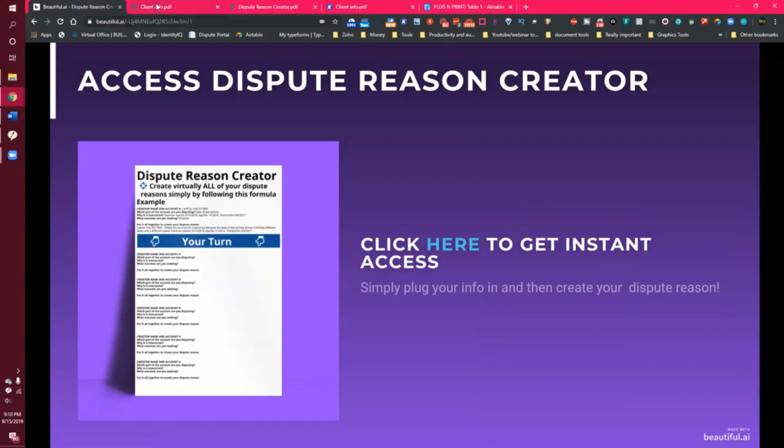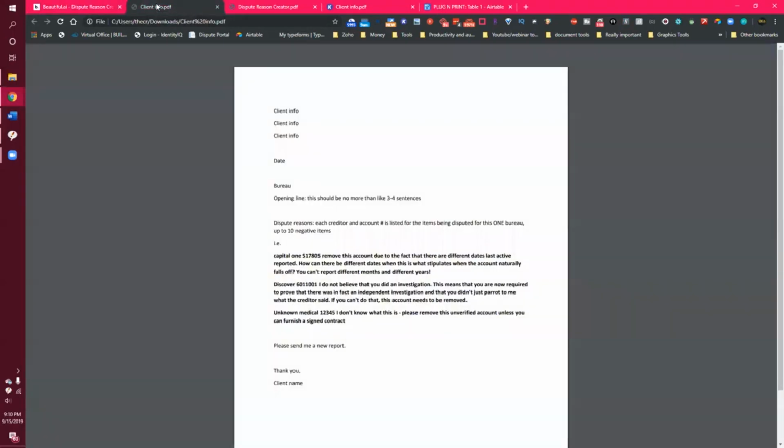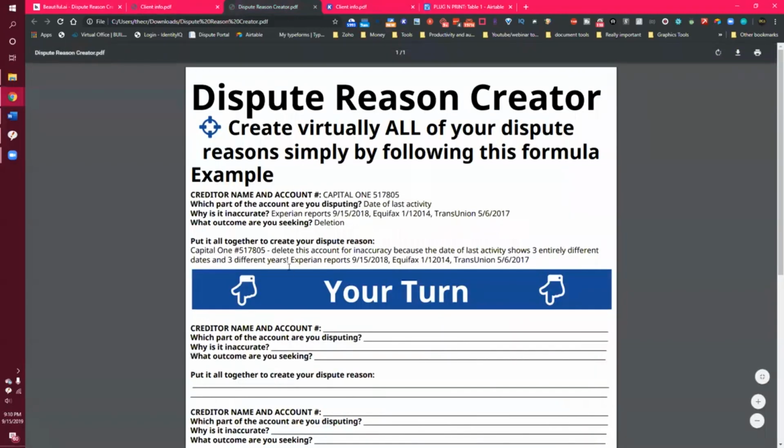So let me show you what that looks like. Let's go find it. It's right here. So this is the dispute reason creator. So you're going to create virtually all of your dispute reasons simply by using this formula. All right. So here's the example that we went over. Capital 1, 517-805, data loss activity, Experian reports 9/15/18, Equifax 1/2014, and TransUnion 5/6/17. So you're looking for a deletion. That's your outcome.